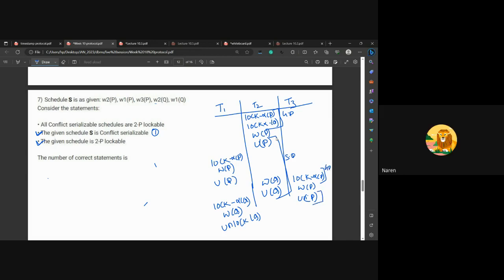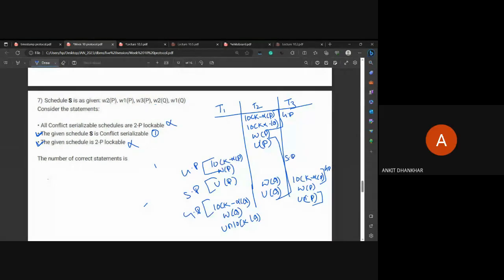Correct. T1 is not following, sir. T1 is not following because Unlock P is there. This is a growing phase, again a shrinking phase, again a growing phase. So after the shrinking phase, a growing phase is not possible. So this schedule is not 2PL lockable, right? So this is a wrong option. Now we can see that not all conflict serializable schedules are 2PL lockable. This schedule is conflict serializable but not 2PL lockable. So this is also a wrong option.